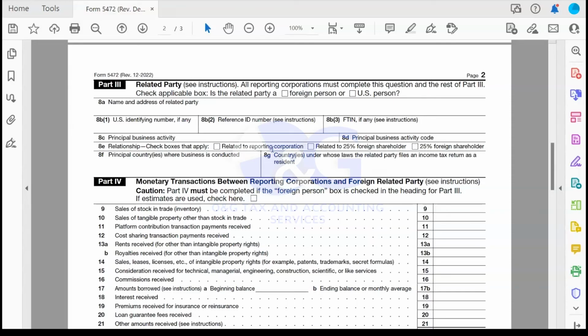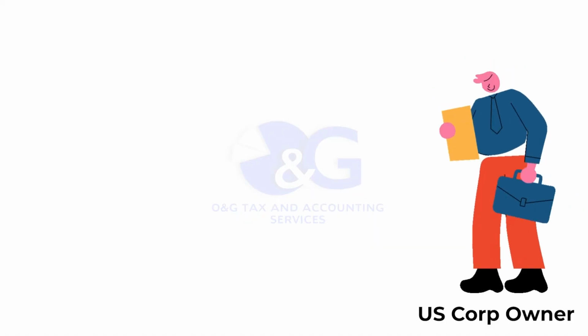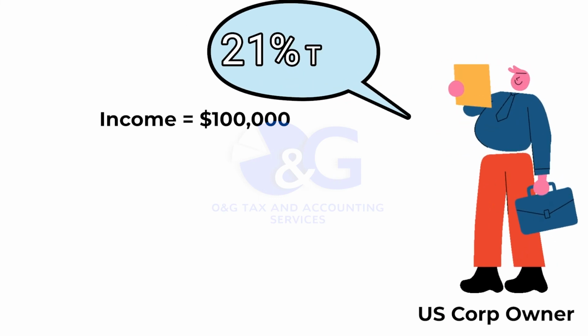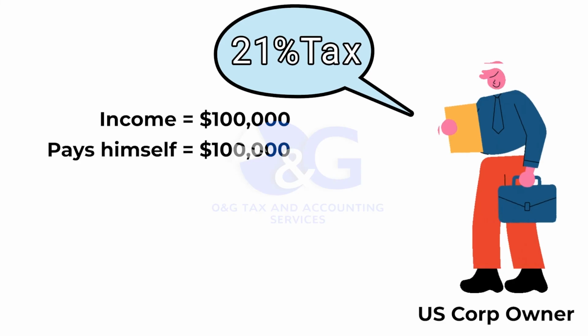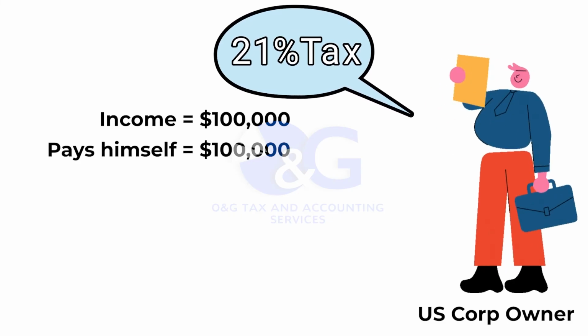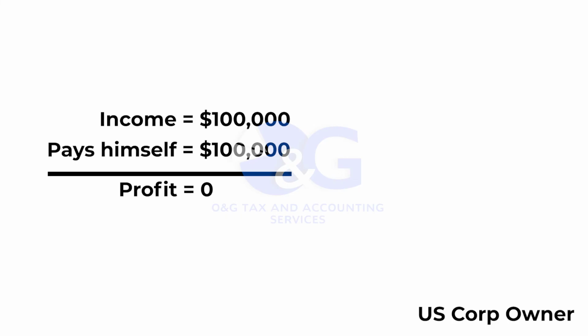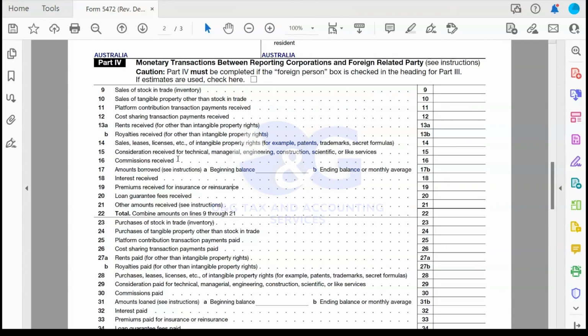Who owns the company? You. Other related parties could be a company you own in the U.S., some other company you own in a foreign country. Let's say you have a U.S. corporation that made $100,000. And because you'll be paying 21%, you decide to pay all the $100,000 to yourself as compensation. So when you take income minus compensation, you end up with zero profit. That means you pay zero taxes.